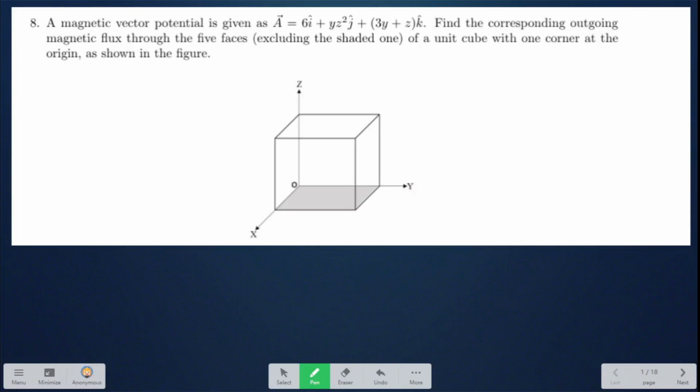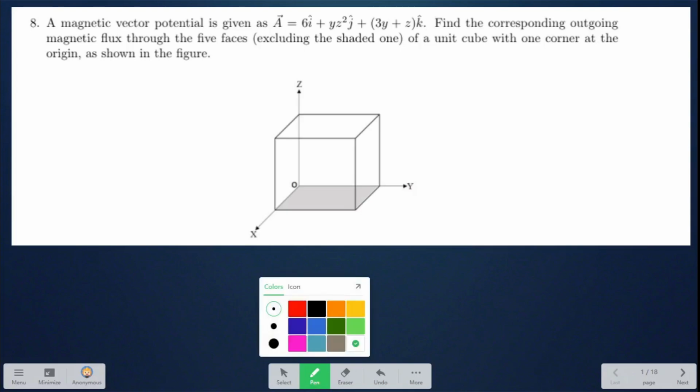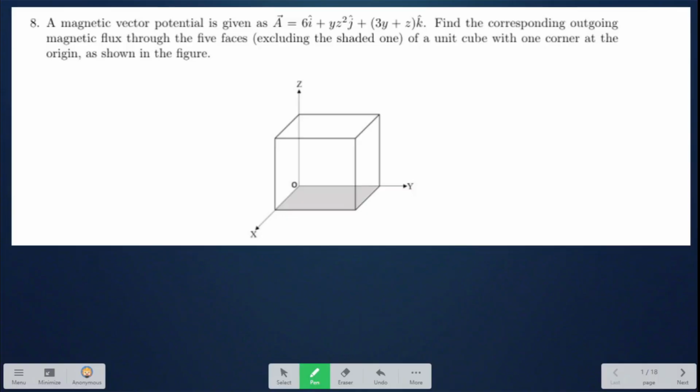In this question from JEST 2024, we are given a cube. Its sides are equal to 1 and one corner of it is at the origin. We are also given the vector potential A equal to 6 i cap plus yz square j cap plus (3y plus z) k cap. We have to find the outgoing magnetic flux through 5 phases. We have to exclude the shaded phase.